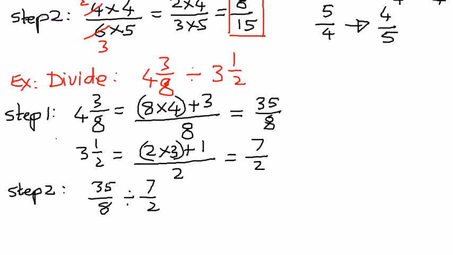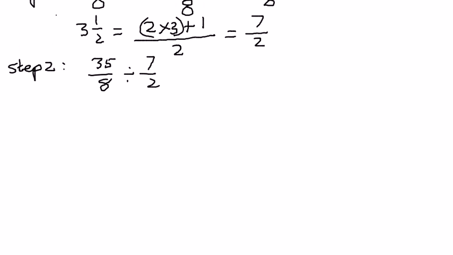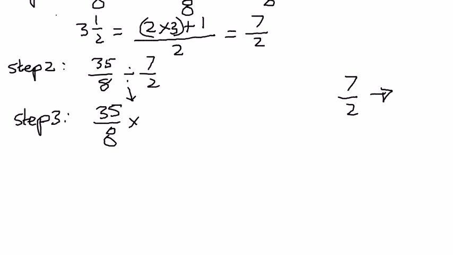Now we want to come back in step number 3 and state the following. We write the first fraction as is, which is 35 over 8. We convert the division into multiplication and then write the second fraction as its reciprocal. 7 over 2 is what we have. The reciprocal of 7 over 2 is 2 over 7. The denominator becomes the numerator and the numerator becomes the denominator. So therefore this is 2 over 7.